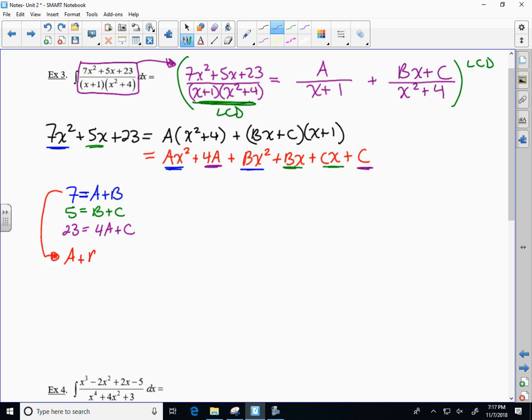A plus B. I'll leave a little gap here, because there's a 0C, a little subtle reminder to myself. B plus C is equal to 5. 4A plus C is equal to 23. You can go right to the matrix, though, if you want, if you're comfortable with that. If you're not, that's understandable, too. Coefficients 1, 1, 0, 7, 0, 1, 1, 5, 4, 0, 1, 23.